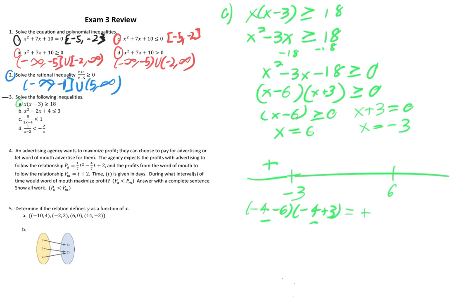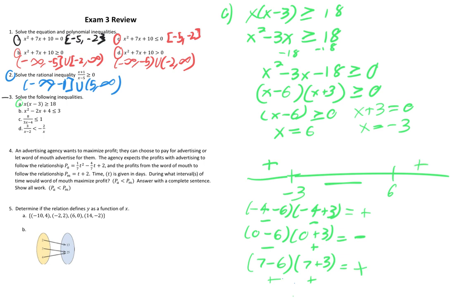So between the two values, easy one's 0. So we're going to do 0 minus 6 times 0 plus 3. We're going to have a negative times a positive. So we're going to have a negative value there. So put that down here. And then we want to do something greater than 6. So just do 7. So 7 minus 6 times 7 plus 3. It's going to give us a positive and a positive, which is a positive number.